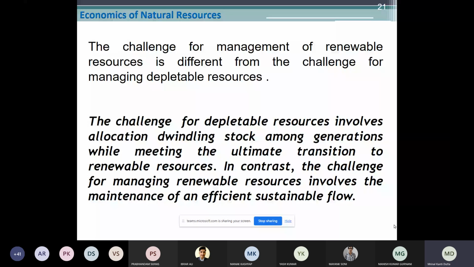So for depletable resources, the main issue is allocation of dwindling stock among generations. Basically, we mean to say that it will be making it available across different generations over a period of time. So the challenge is to maintain a kind of reserve for meeting the needs of different generations. Of course, we know that the resource might be limited in stock. So after a point of time, probably we have to think about switching over completely from non-renewable resources to renewable resources.